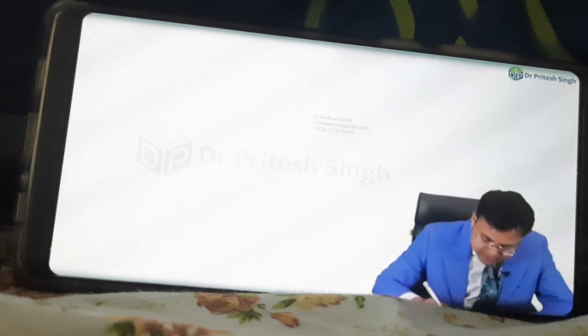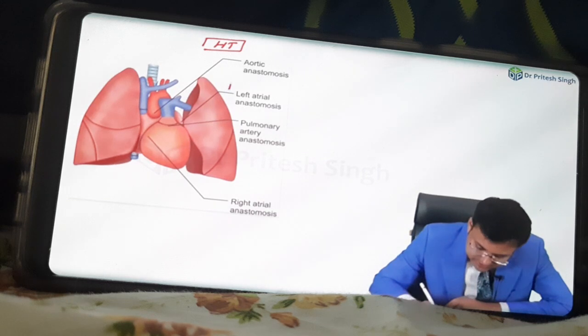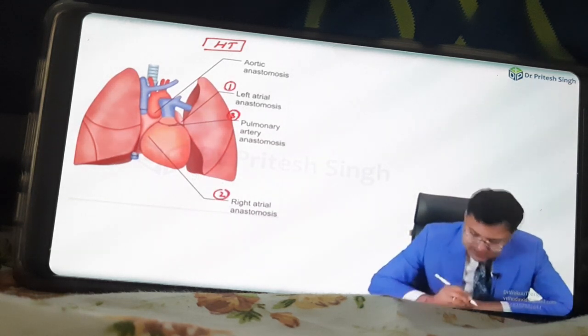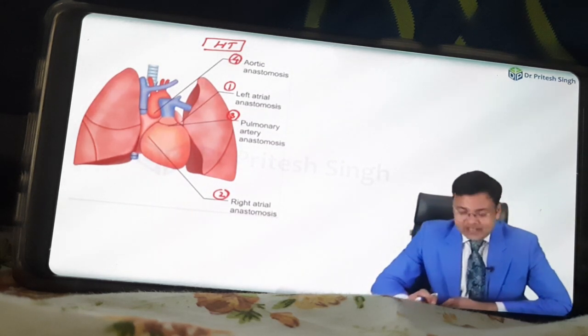Nowadays, questions are also asked about the sequence of anastomosis in heart transplantation. What is the sequence? First is left atrial anastomosis. After that, right atrial anastomosis. After that, pulmonary artery anastomosis. And last is aortic anastomosis.